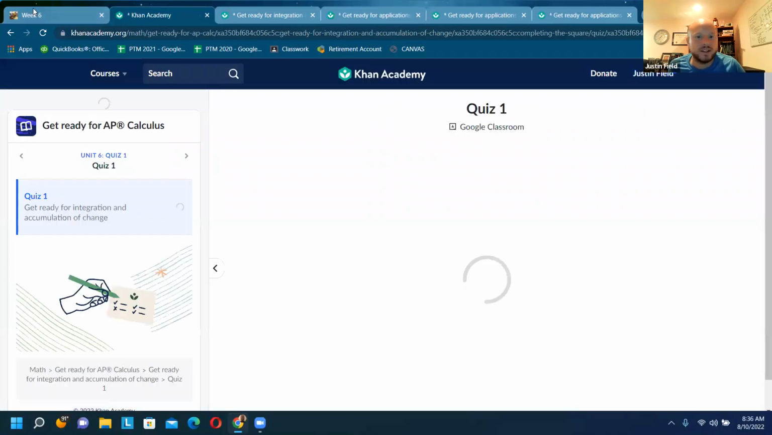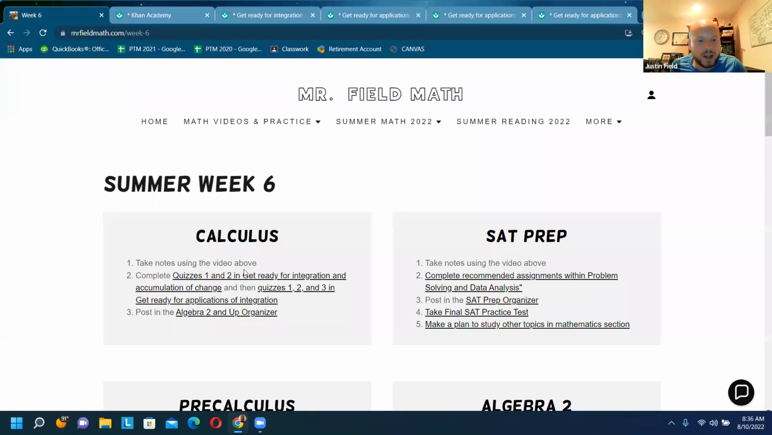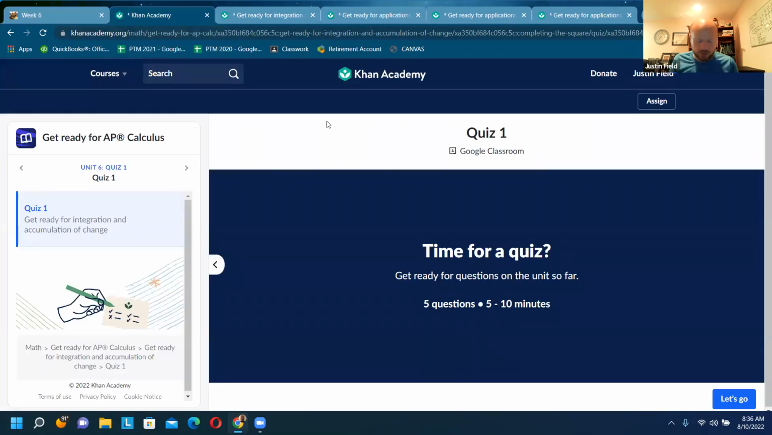All right. So this is quiz 1, getting ready for integration and accumulation of change, and then applications of integration. So the first half of calculus is all about differentiation, and that is basically finding the slopes of curvy functions, because the rate of change is very important. The second part of calculus is integration. And what that means is finding the area under a curvy function.